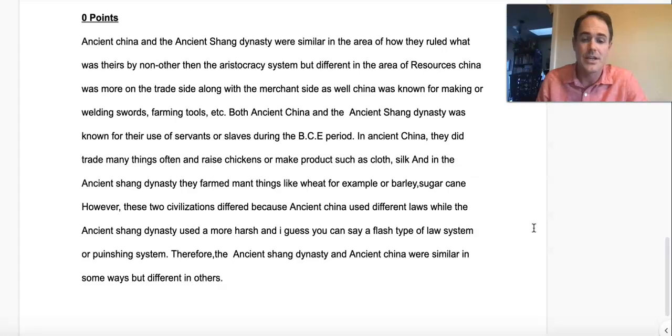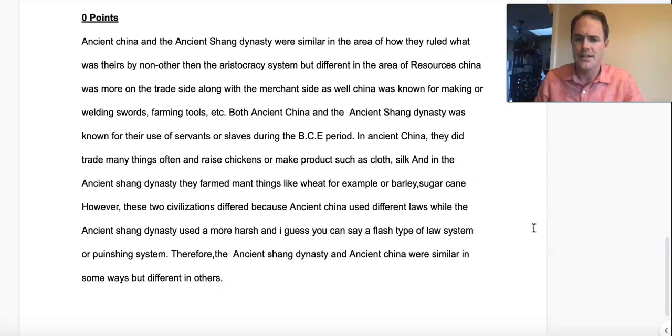In the ancient Shang dynasty, they farmed many things like wheat, for example. Not true. They didn't farm wheat or barley or sugarcane. No. That was in the Indus Valley. So maybe the student was mixing up the Shang with the Indus Valley. I don't know. However, these two civilizations differ because ancient China used different laws, while the ancient Shang dynasty used a more harsh, and I guess you can say a flash type of law system. I'm not sure what the student is talking about here.